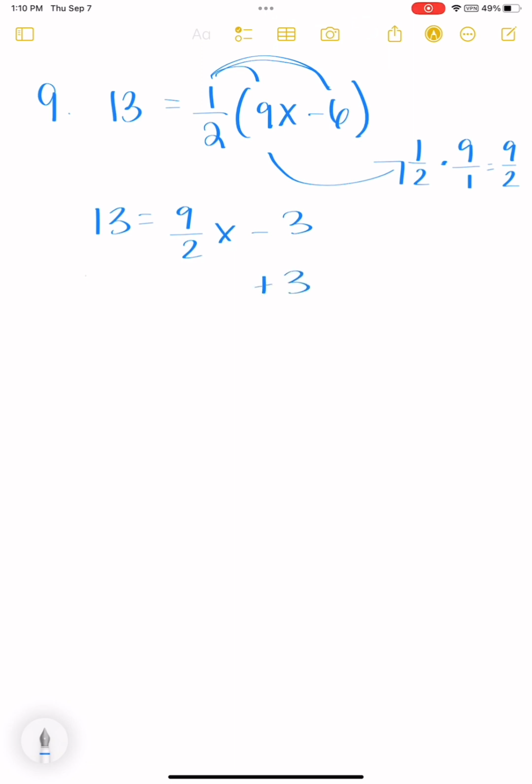We need to get rid of that 3 on that side. So we're going to add 3 to both sides. Those 3's are going to cancel out. 13 plus 3 is 16, and bring down that 9 over 2x.